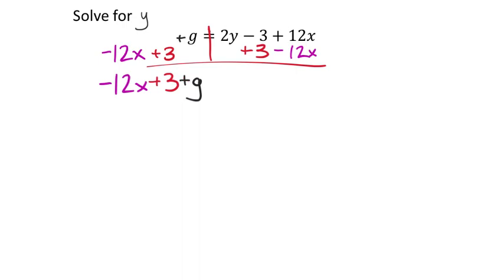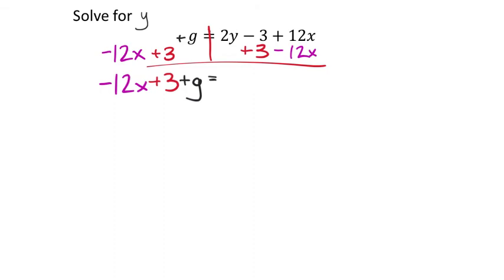That's a great question, because if I change the order here, it's not going to change the value of this expression. It just changes the way it looks. You could do 3 plus G minus 12x, G plus 3 minus 12x, however you want. Just make sure it's simplified. You wouldn't want to put plus negative 12x.